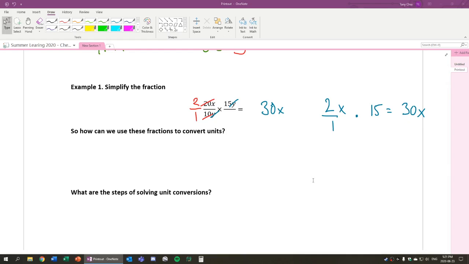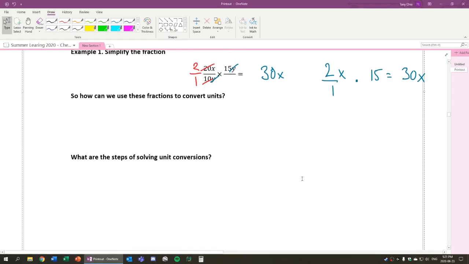So what is really happening here? Well, whenever you're using these conversion factors to help you convert units, they're fractions. So you need to know how to use fractions to convert units. So what we want to do is use fraction multiplication.